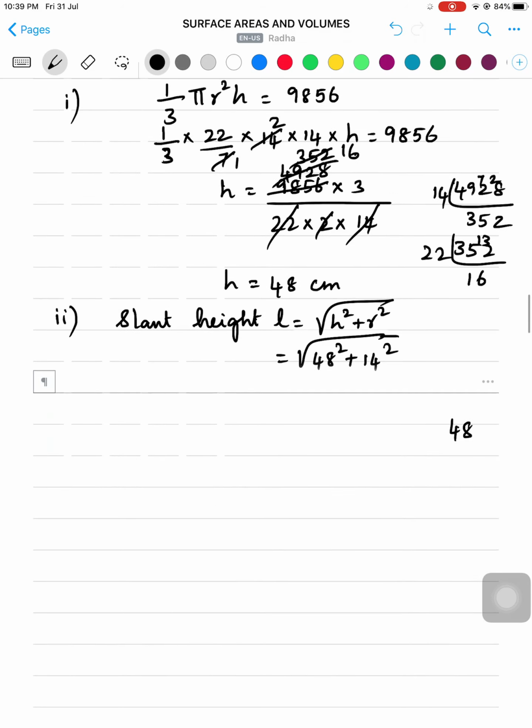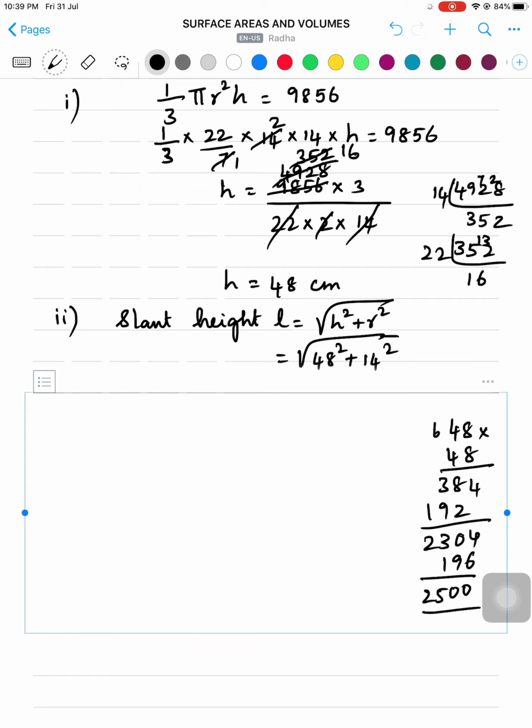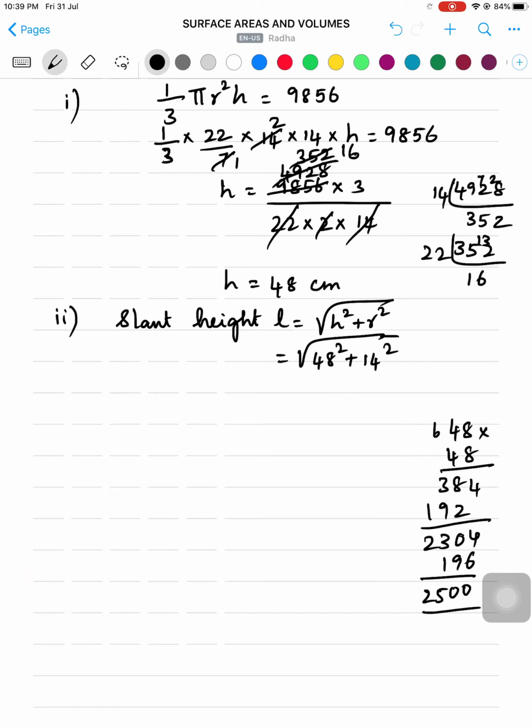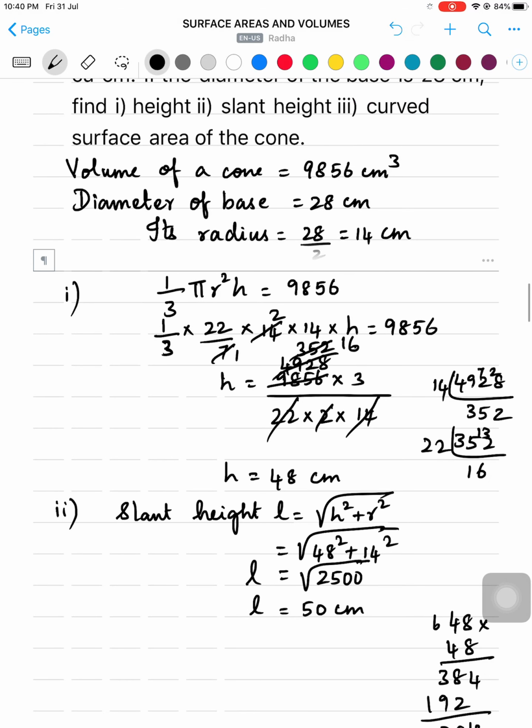What is 48 square? 48 into 48. So 8 8s are 64. So you get 384, 2, 3 is 192, 10... 2304, and 14 squared is 196. So when you add, you get 2500. So it is equal to square root of 2500. So L is equal to square root of 2500. So L is equal to 50 centimeters. So we found the slant height of the cone as 50 centimeters.